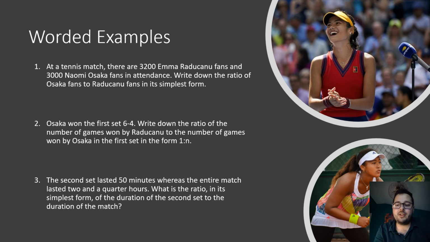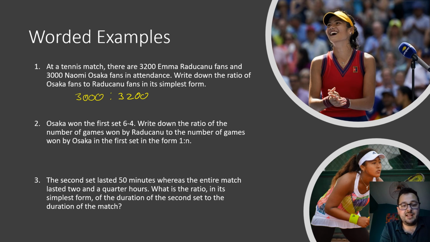Okay, so we've got a tennis match between Emma Raducanu and Naomi Osaka. And it says, at this tennis match, there are 3,200 Emma Raducanu fans and 3,000 Naomi Osaka fans. Write down the ratio of Osaka fans to Raducanu fans. So first of all, let's make sure it's in the right order. So we want Osaka to Raducanu. So Osaka was 3,000 and Raducanu was 3,200.